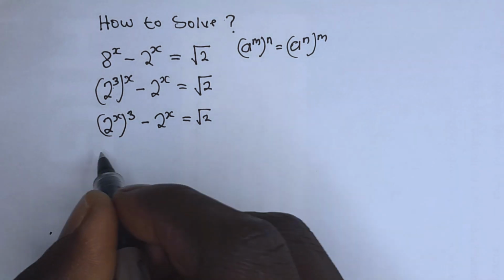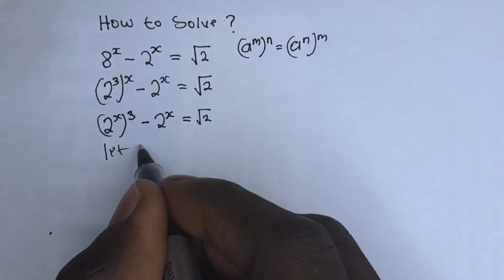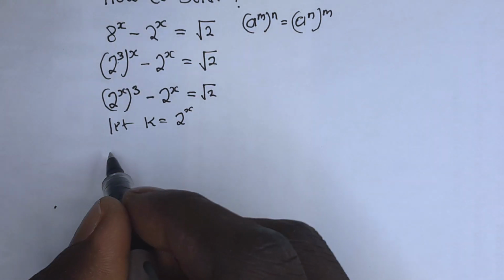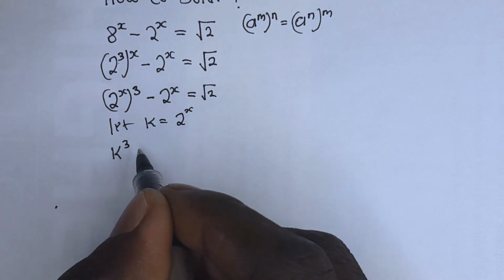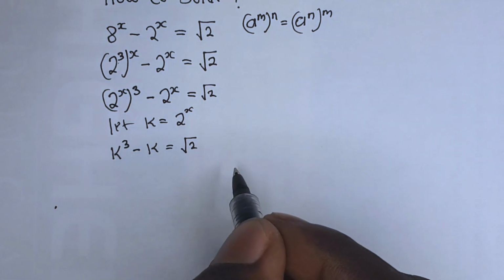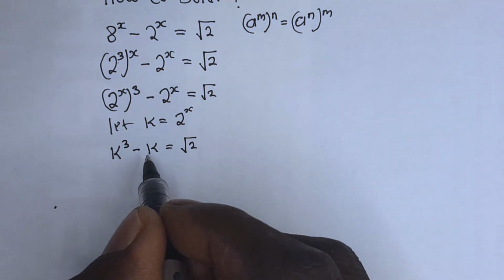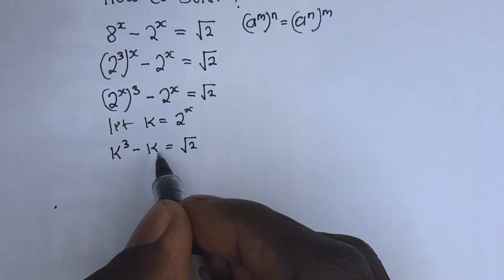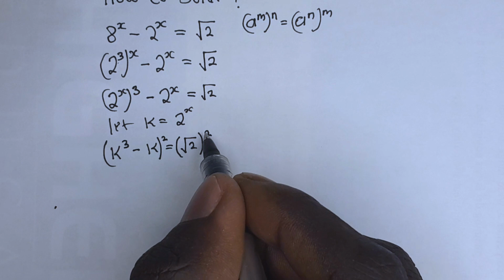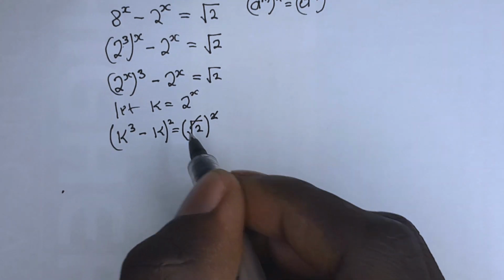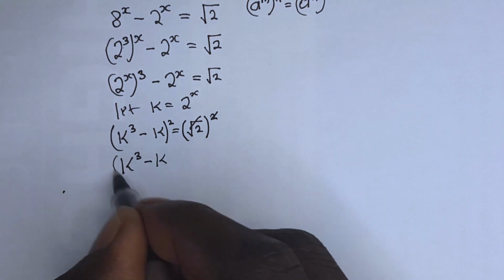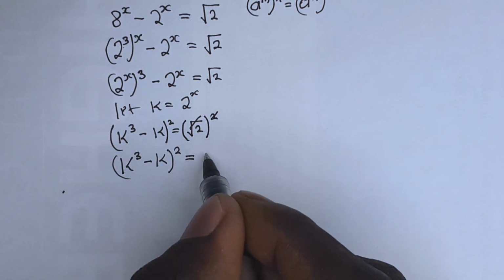The next step, let k be equal to 2 to the power of x, and therefore k to the power of 3 minus k, which is equal to square root of 2. From this step, square both sides of the equation, and this square gets cancelled with this square root. We are left with k to the power of 3 minus k, squared, which is equal to 2.